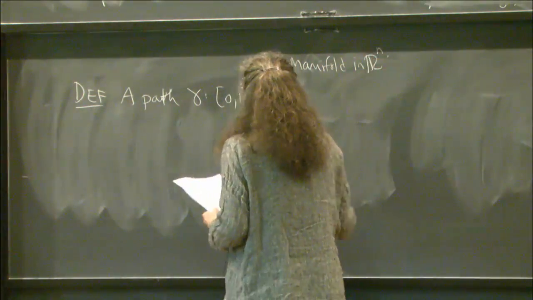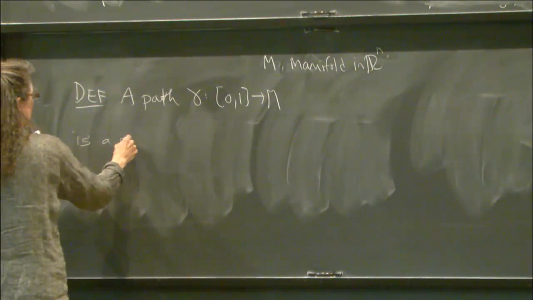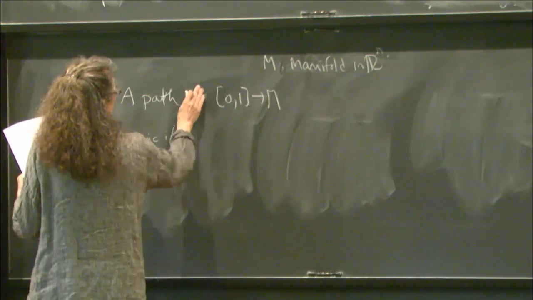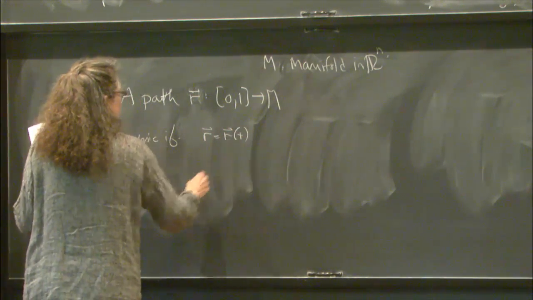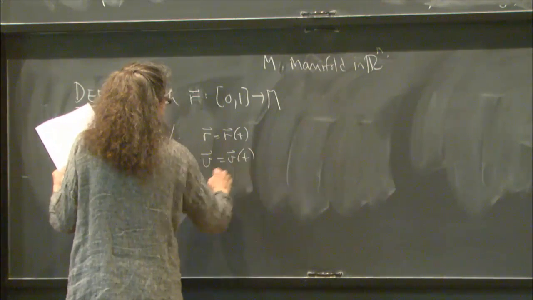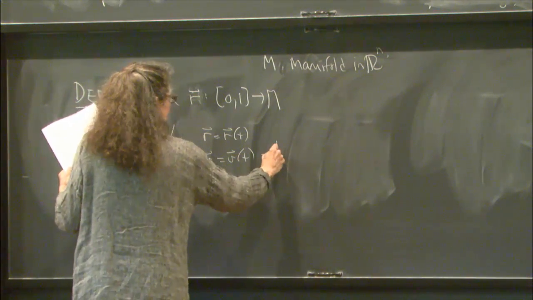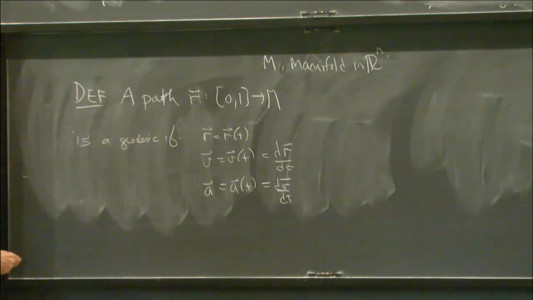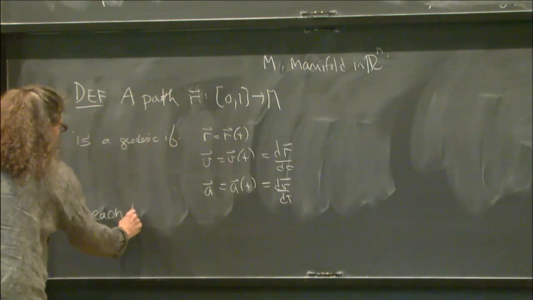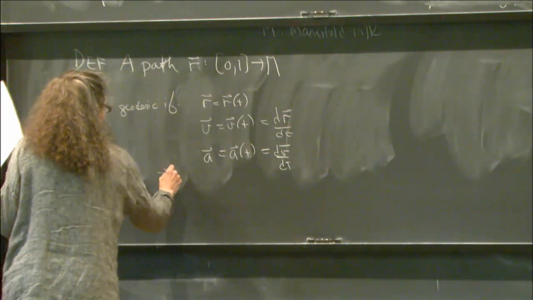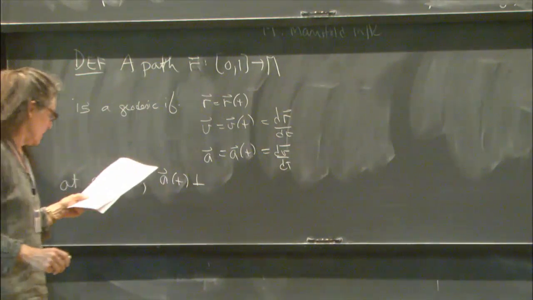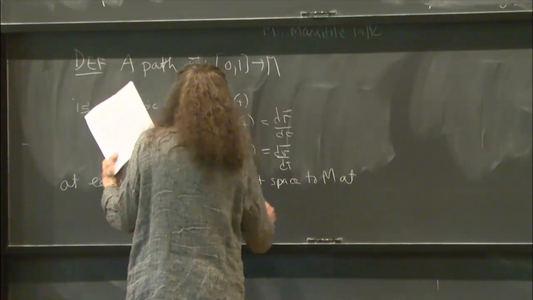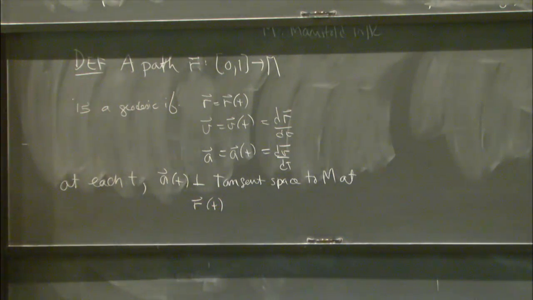And a path is a geodesic if it has the property that the acceleration vector... So let's call the path r equals r of t. Then we have the velocity vector, v equals v of t, and we have the acceleration vector. So this is dr/dt, and this is dv/dt. It's called a geodesic if at each time t, the acceleration vector is perpendicular to the tangent space to M at the point r of t. So the acceleration is perpendicular to the tangent space.